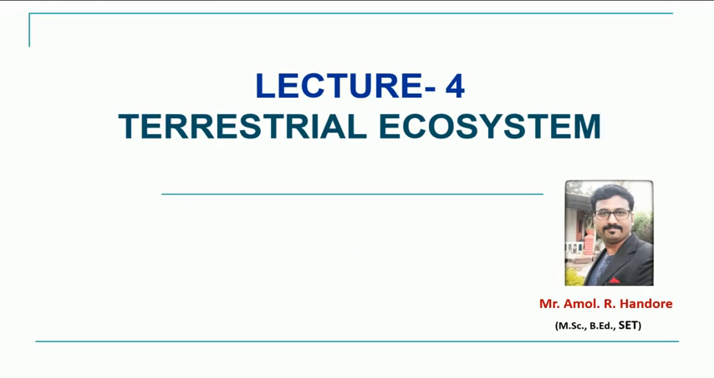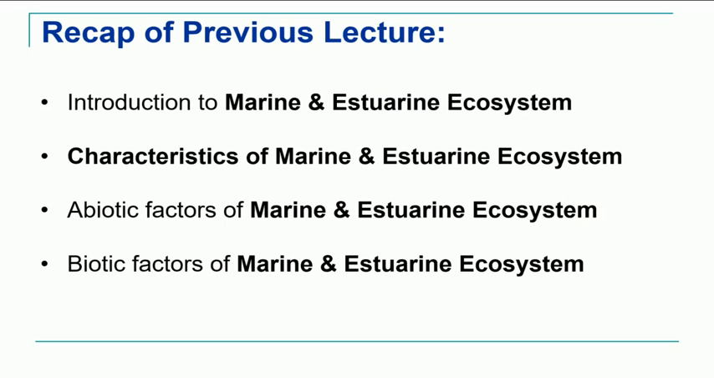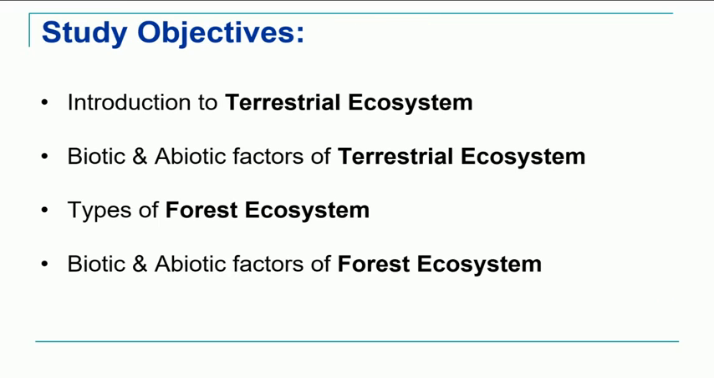Today, in this fourth lecture, we are going to discuss the Terrestrial Ecosystem. Let's take a brief recap of the previous lecture. In the previous lecture we studied what marine and estuarine ecosystems are, what their characteristics are, and what the biotic and abiotic factors of marine and estuarine ecosystems are. The study objectives for today's lecture are: Introduction to the Terrestrial Ecosystem, Biotic and Abiotic Factors of the Terrestrial Ecosystem, Types of Forest Ecosystem, and Biotic and Abiotic Factors of a particular forest ecosystem.